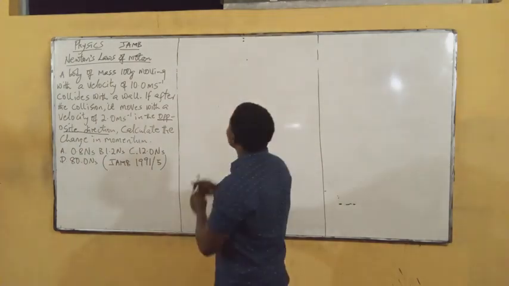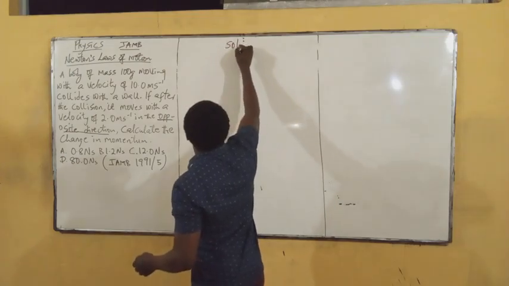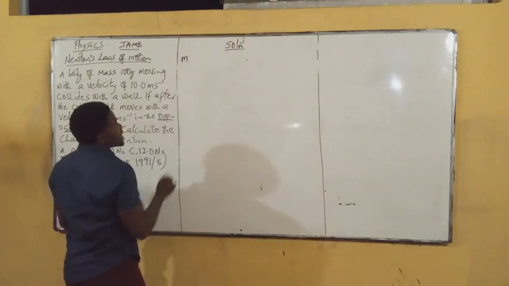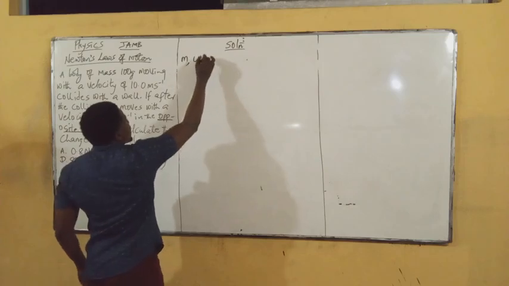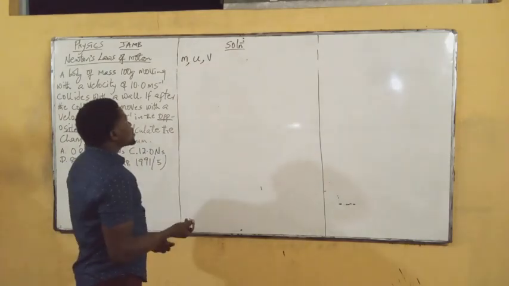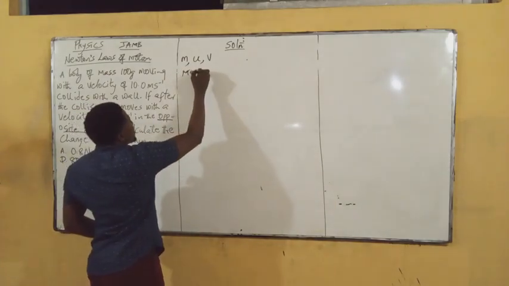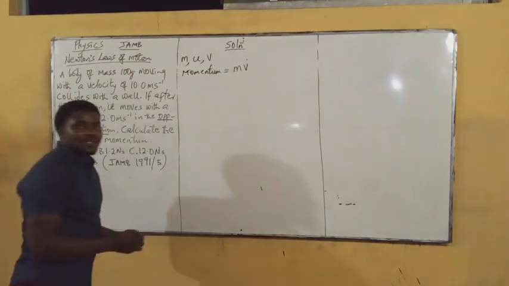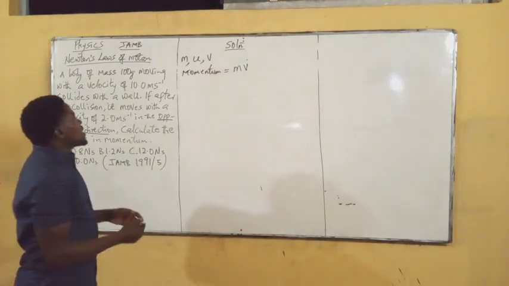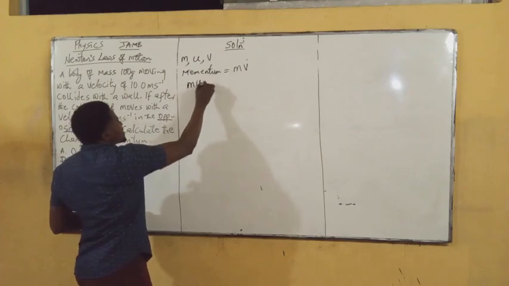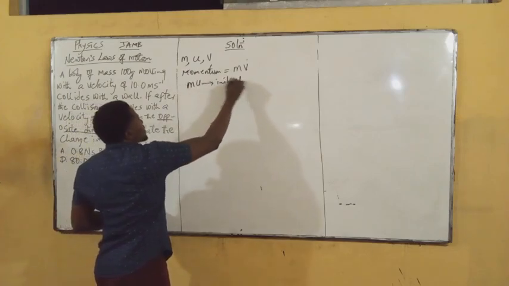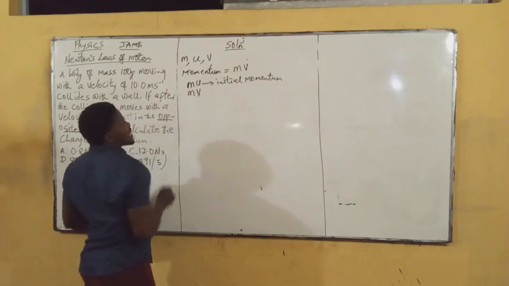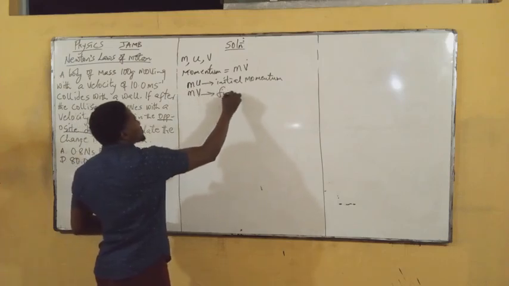From Newton's second law of motion, we simply know that if I have m as the mass of the body, u as the initial velocity, and v as the final velocity. By definition, the momentum of a body is the product of the mass of that body and its velocity. That's momentum. Now, mu is the initial momentum, and mv, that's m times v, is the final momentum.